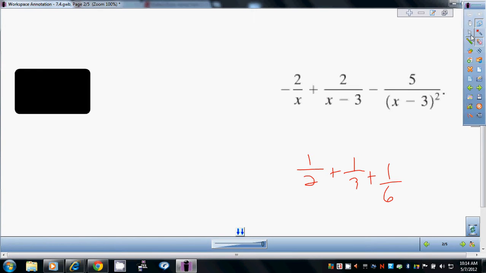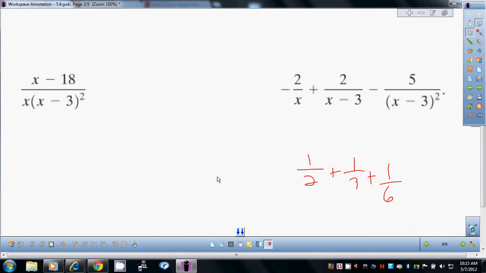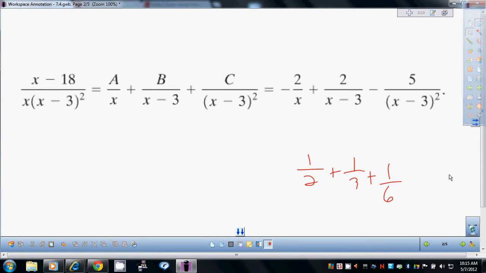Now here's the point of what we're doing today. This is what this problem started with. We are going to be taking things like this and decomposing them into smaller, simpler fractions. We're going to decompose complex fractions into simpler fractions. And that's our goal for the day. Now, what you just did was actually the math behind that.